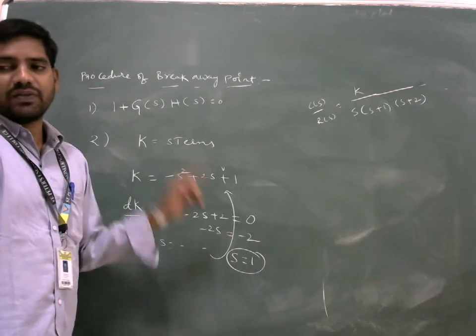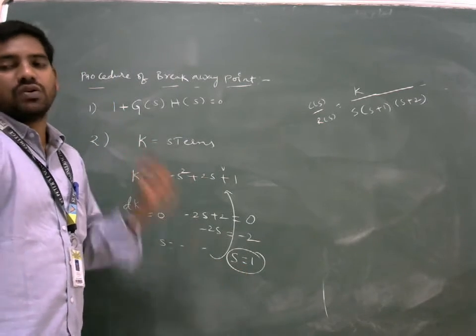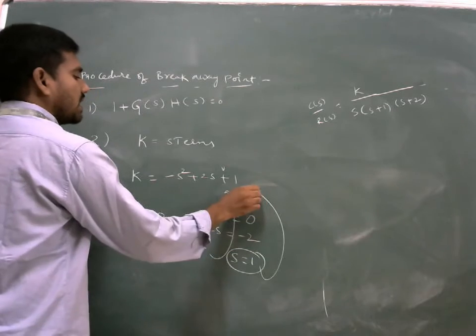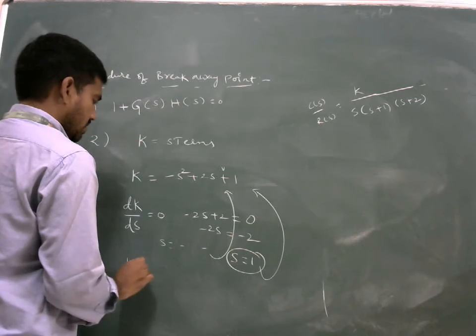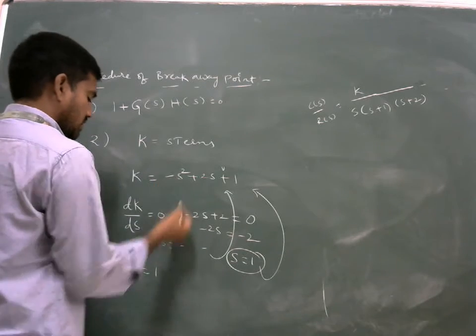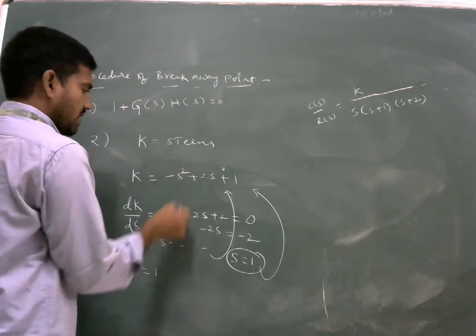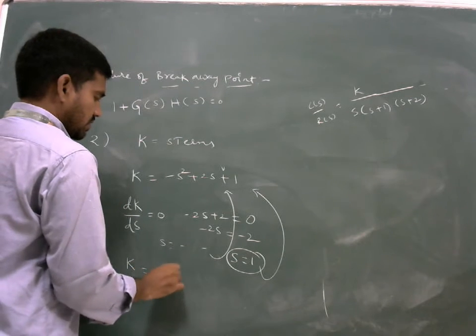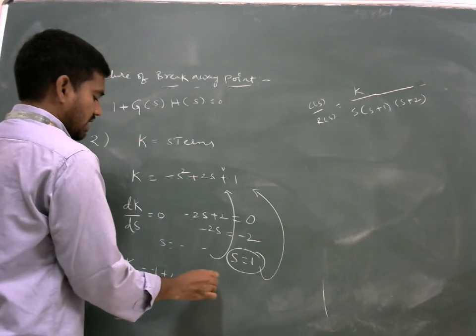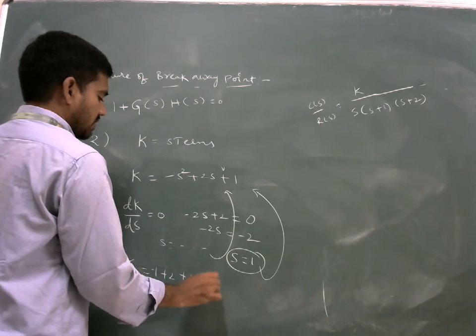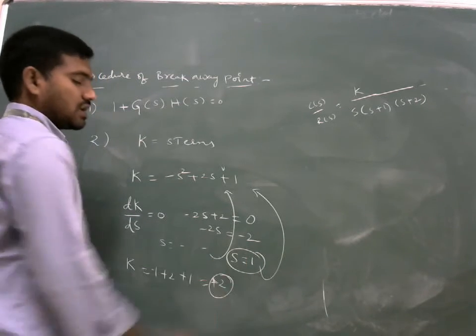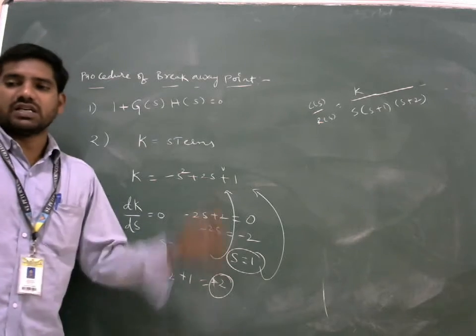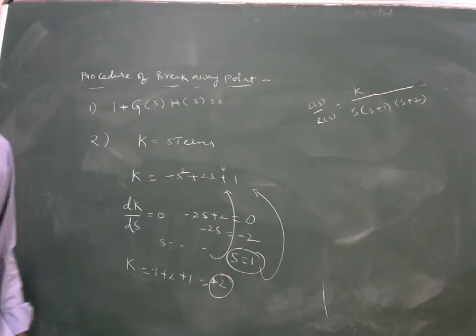Whether this breakaway point is valid or not, how do we know that? You need to substitute s equal to 1 into K. K equals minus s square plus 2s plus 1, that means minus 1 plus 2 plus 1. How much do you get? Plus 2. K is equal to plus 2. The K value is positive, so this breakaway point is valid.